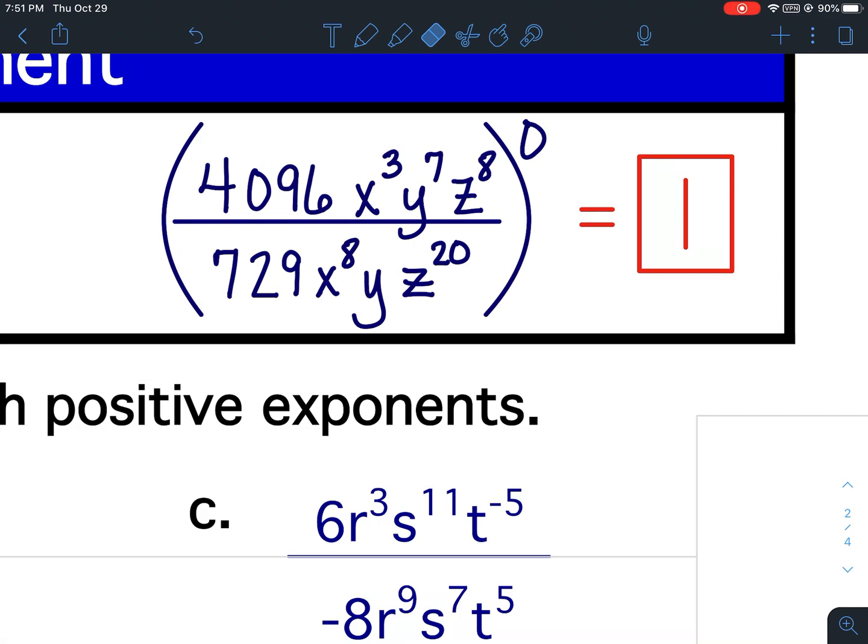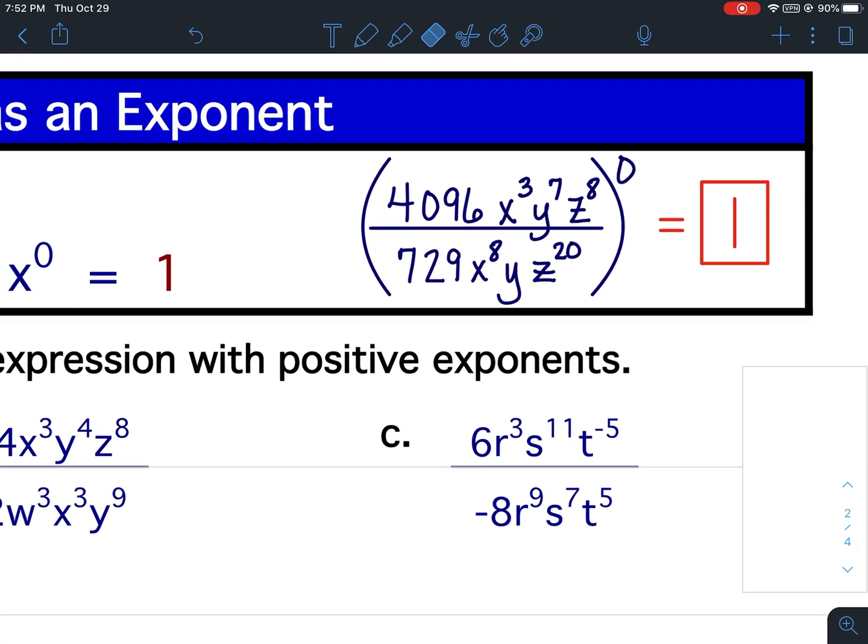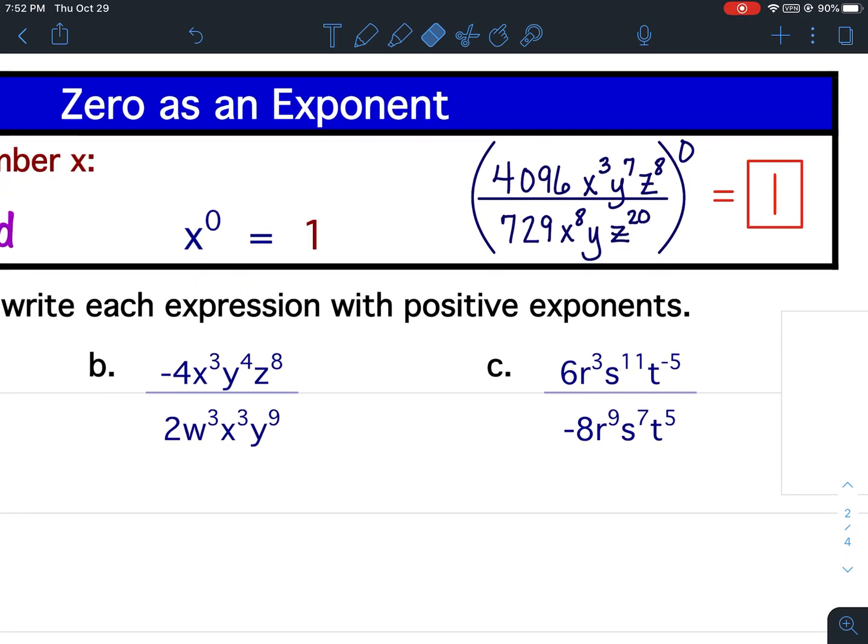Now, we've actually already kind of dealt with this. We've had other problems where we had, for example, f to the fifth over f to the fifth, and they canceled out. So we understand that 5 minus 5 is 0. It cancels out. It becomes a 1.